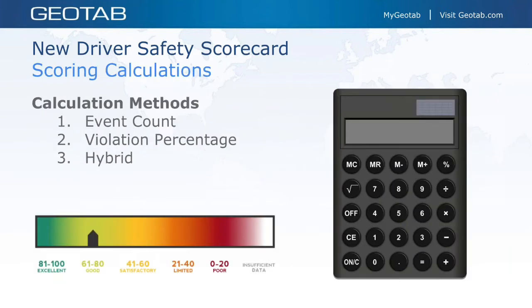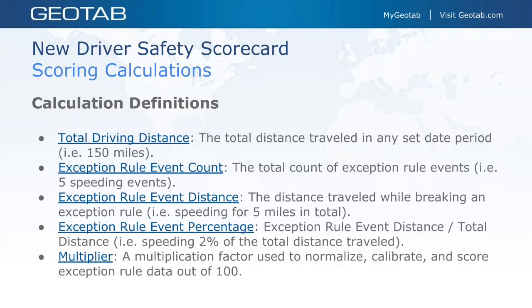So we're going to get into our scoring calculations a little bit here. And I don't want to spend a ton of time on this. I will tell you that for those of you who are extremely interested in how we calculate the scores, I cannot recommend strongly enough that you read the white paper, and everything that you need will be available in there for you. But when we are calculating the scores, there are basically 3 different methods that we are using. So number 1, we're looking at the event count. So we're looking at how many times they broke a rule. We're looking at the violation percentage, and there's also a hybrid where we're combining both of those together.